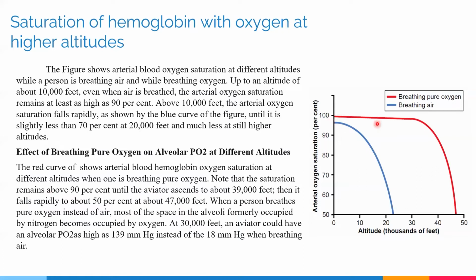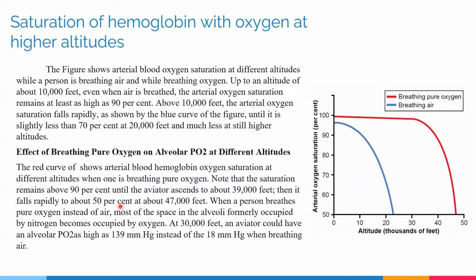So we are now looking at the red line, in which we can see that around 39,000, 40,000 feet, the oxygen saturation still remains close to 90%, whereas this limit was reached while breathing normal air at about 10,000 feet. And as we ascend even further, this oxygen saturation drops to 50% at around 47,000 feet.